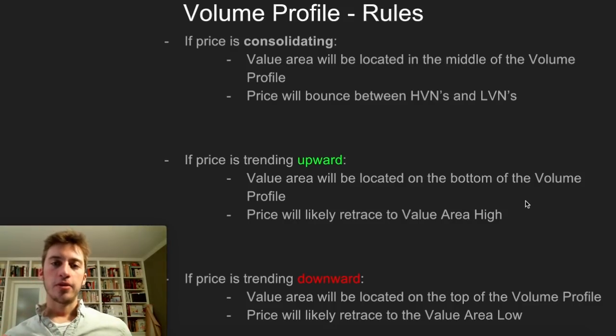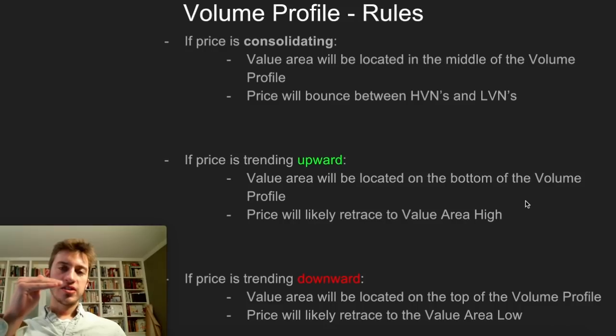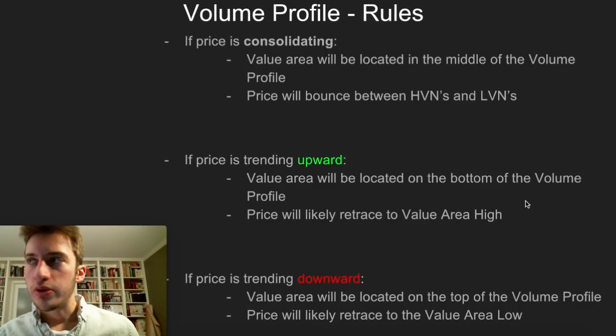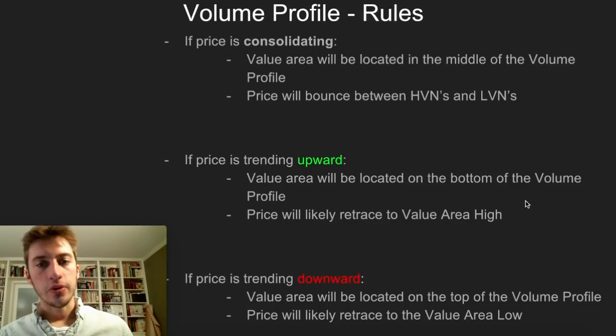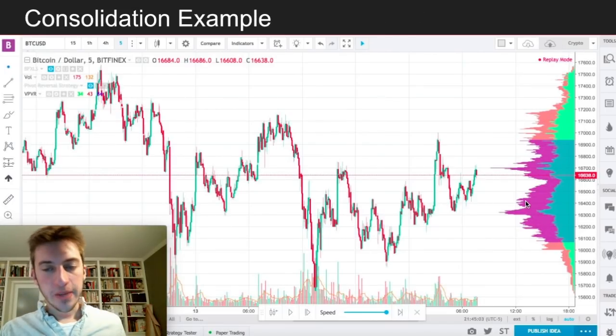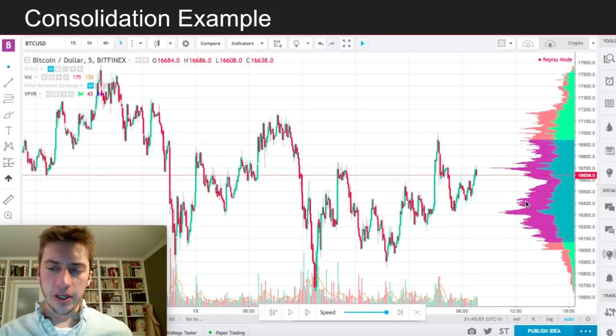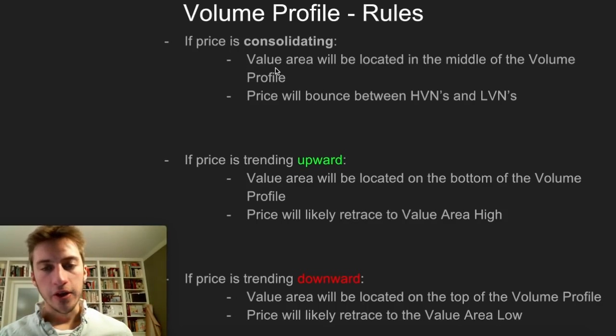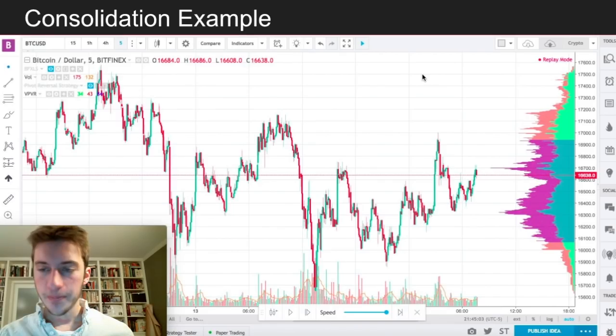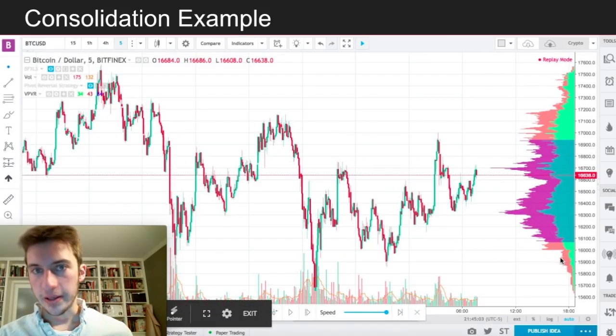So we have 3 different common market states. We have consolidation, where the market's not really doing much, uptrend and a downtrend. And these rules tell you what to look for in the volume profile when you see these different market states. So if you'd like, pause this video before we move on. Okay, let's move on to our example. So we have a consolidation example here. And just to prove that it is consolidation, we can see that the value area was located in the middle of the volume profile. We had surrounding area of the normal volume profile area here, and the normal volume profile here as well. And then we had the VA in the middle.